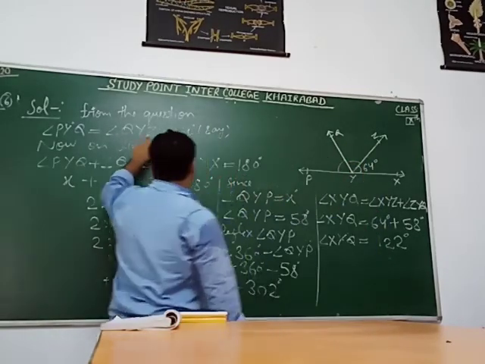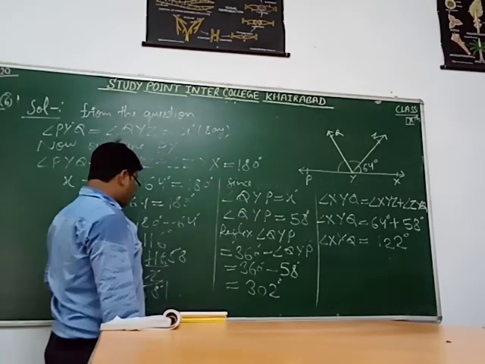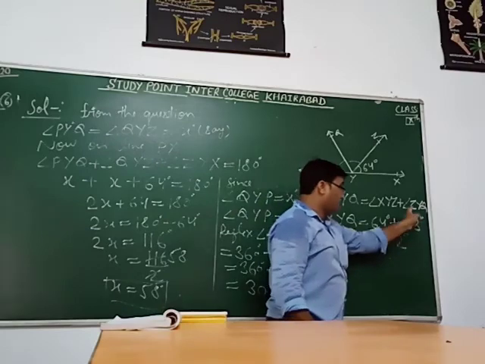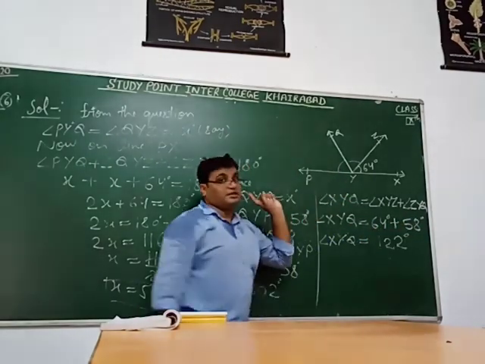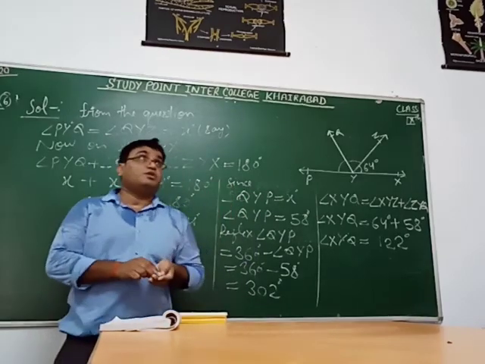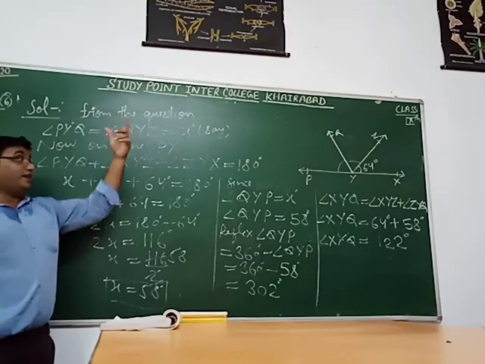ZYQ is x degrees and x is 58, so in place of ZYQ we put 58, and this is your answer. I hope you understand. To note down the question, I will not send the pic, so you can take a screenshot of this.